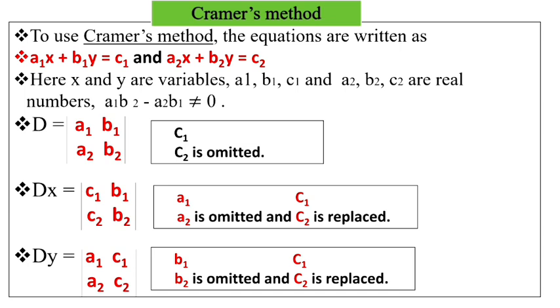Here what we have omitted? b1, b2. In the place of b1, b2, what we have taken? What we have replaced? c1, c2. So to find the d value, we have to omit c1, c2. To find the value of dx, here we have to replace a1, a2 with the c1, c2. To find the value of dy, here we replace b1, b2 with the c1, c2.